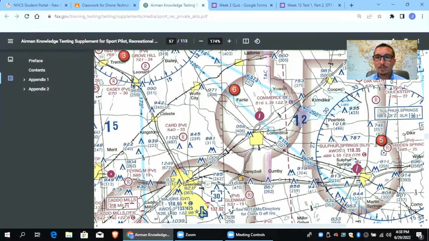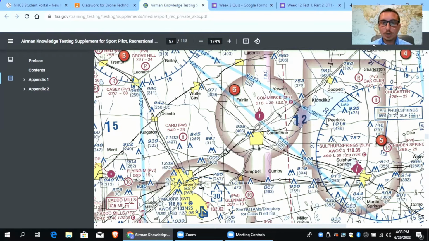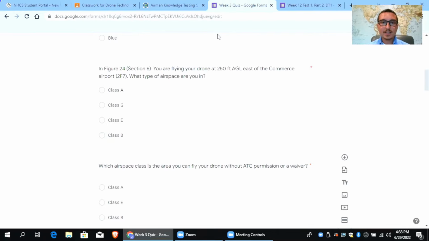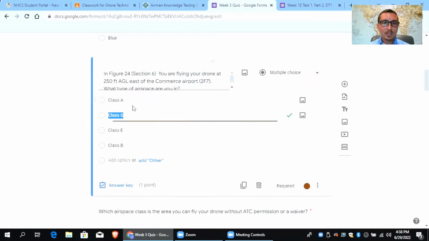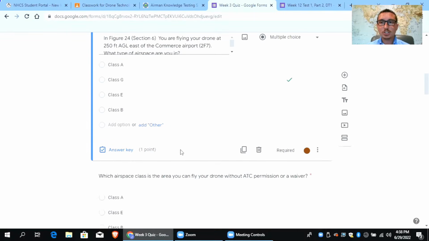So let me move this out of the way here. So yeah, if you're flying over here, you're totally fine. You do not need ATC permission. If you get above 700 feet, now you need ATC permission because now you're in Echo airspace. If this had a dashed magenta line around it, then you'd be in Echo airspace at ground level, and you would need ATC permission. So just be aware of that. So the answer here would be Golf airspace because you're only at 250 AGL and it's a shaded magenta circle.